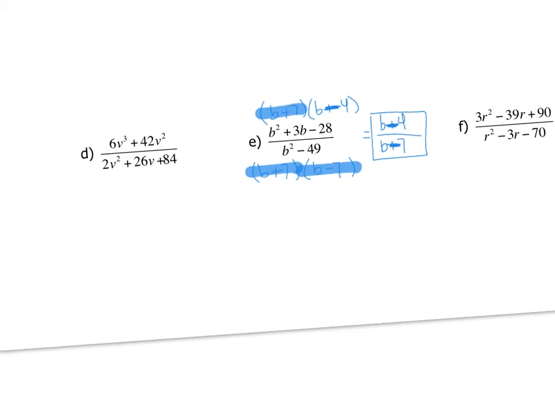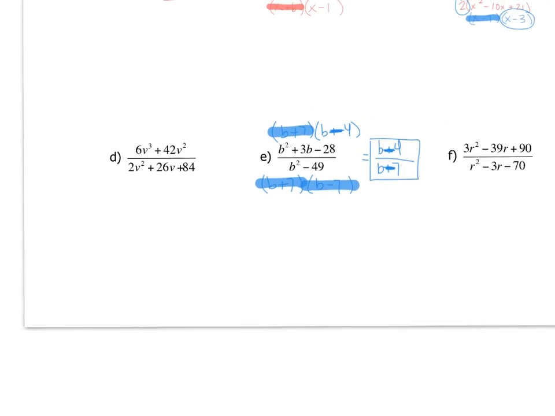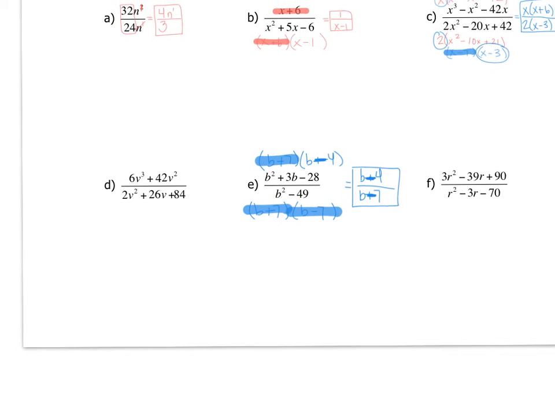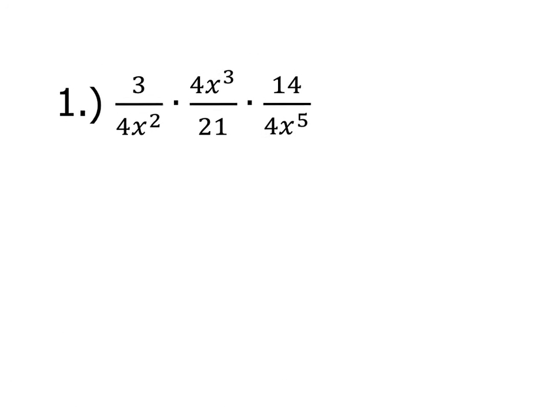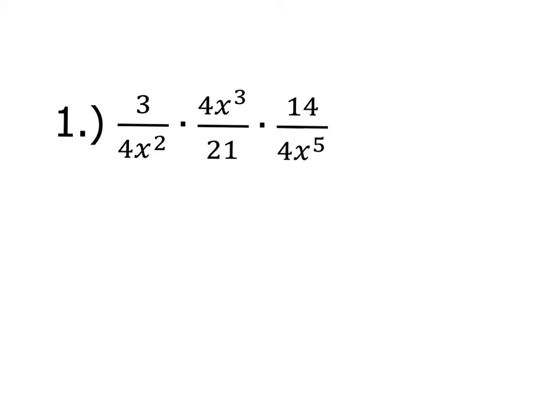So what you're going to see when we get into multiplication, as we go onto the next page, is you're doing essentially the same thing. So here's an example, a multiplication. What's nice, again, about multiplication is I don't have to worry about whether or not the denominators are common. I can go right into factoring and canceling.